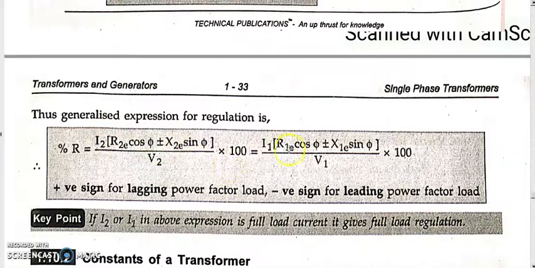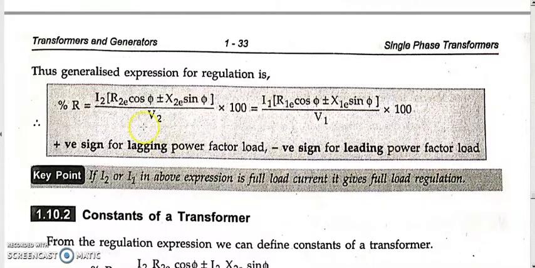You need to remember. And when referred to the primary, like I told you, everything remains same. That is phi remains same, except that 2 will change to 1, R2 will change to R1E, X2 will change to X1E, and V2 will change to V1, into 100. Here also same, plus for lagging power factor, minus for leading power factor. So if you want to calculate regulation for full load, then make sure I2 with respect to secondary as well as I1 with respect to primary are full load currents. V2 is the rated terminal voltage, and phi is your load power factor where load is connected.